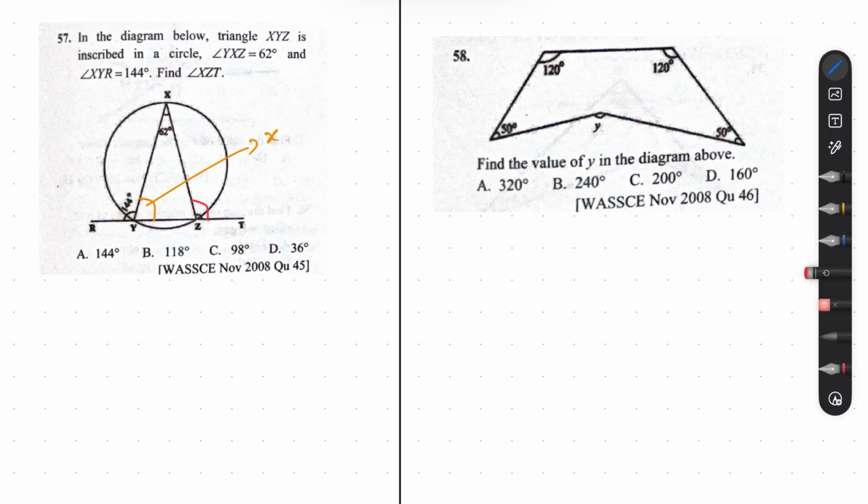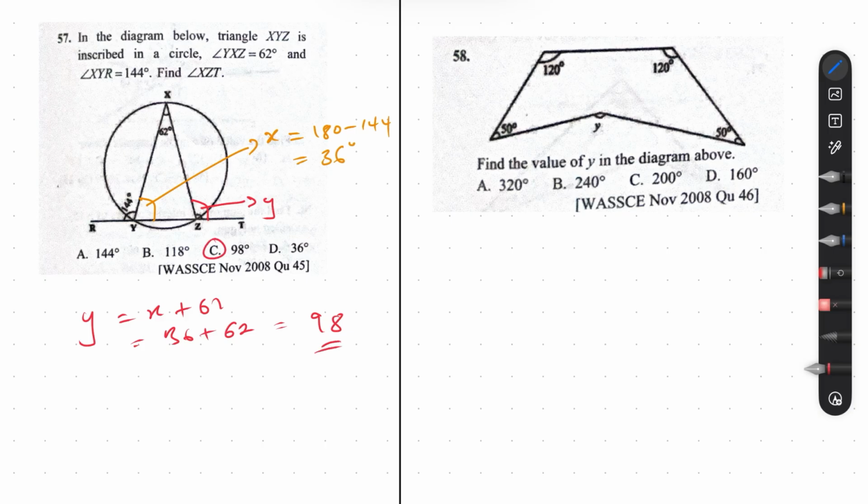So we say x is equal to 180 minus 144, right? Which is 36. Okay, cool. So now that we have x to be 36, then we can add it to 62 to get this angle. Okay, so this angle, let's call it y. Y is equal to x plus 62, which is 36 plus 62 to give us 98. Okay, so our answer is 98, which is C.